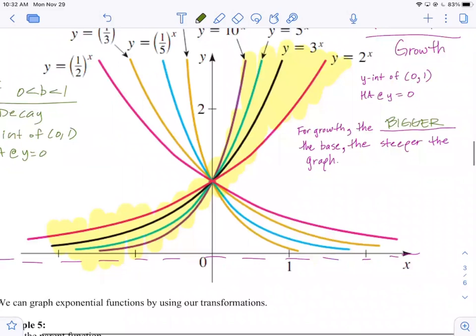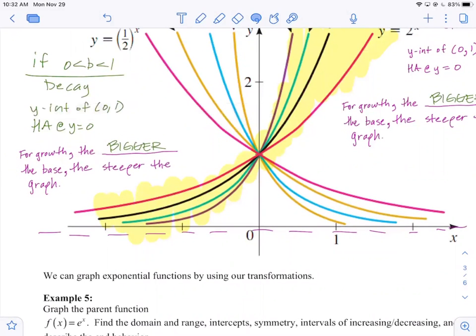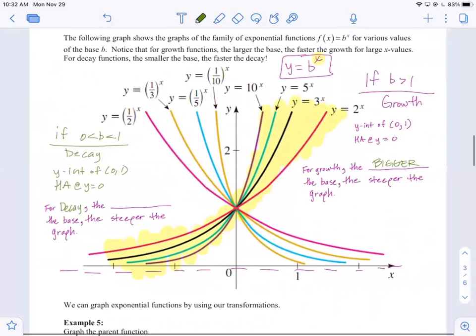Let's fill in the blank over here. You can actually just copy this. Don't have to write it again. Just copy it, paste it over here, and just get rid of the words in the blank. And I guess for growth, we have to change that. So for decay, the blanker the base, the steeper the graph. Well, which one's steepest? We have 1/2, 1/3, 1/5, 1/10. Smaller, very good. 1/10 is the smallest. And so it's kind of the opposite, right? The smaller the base, the steeper the graph.